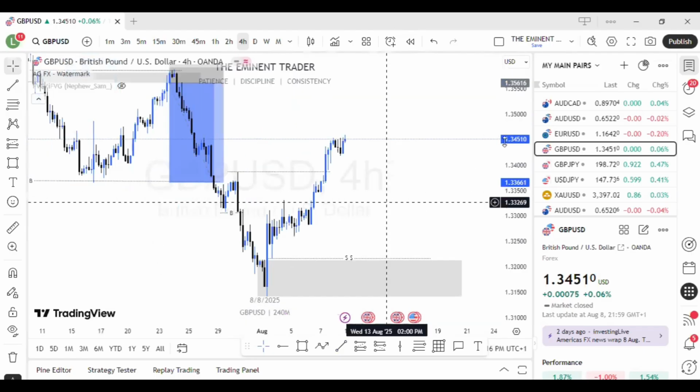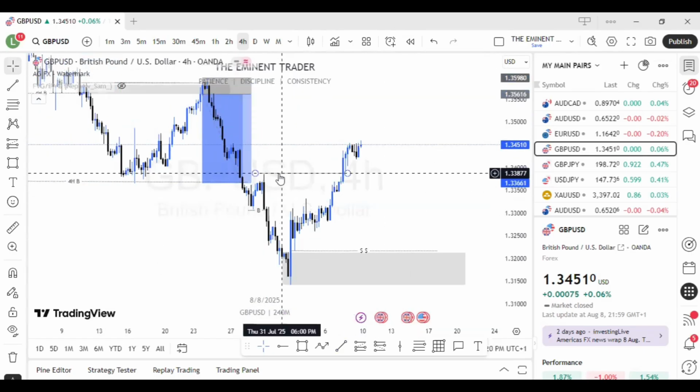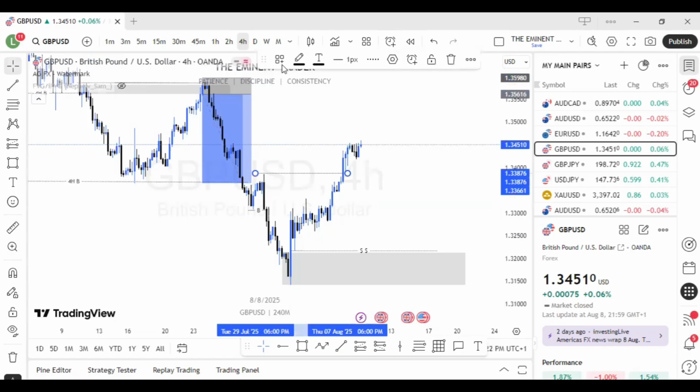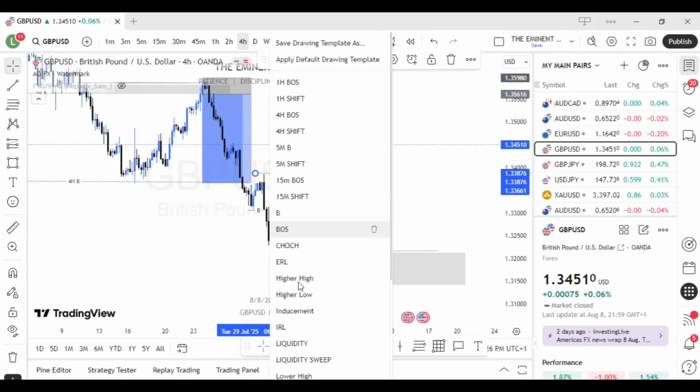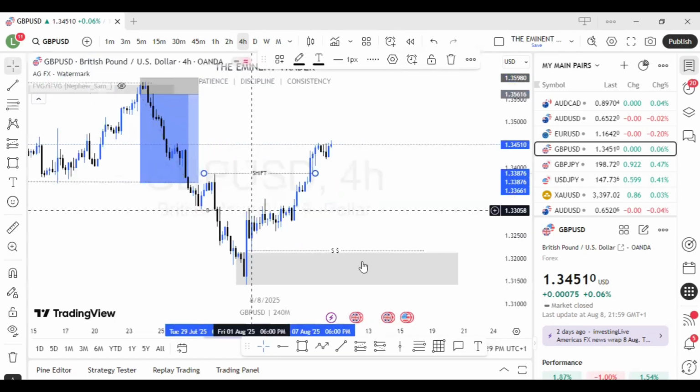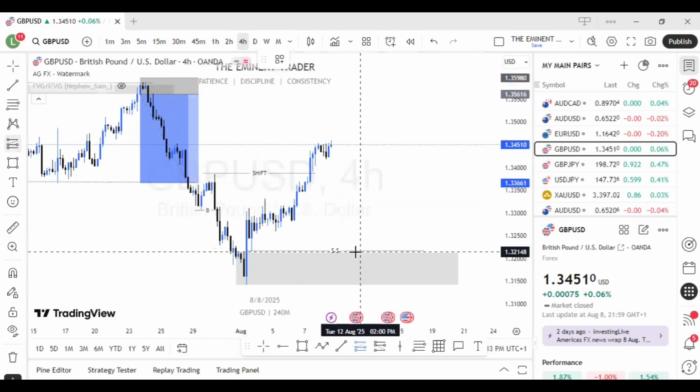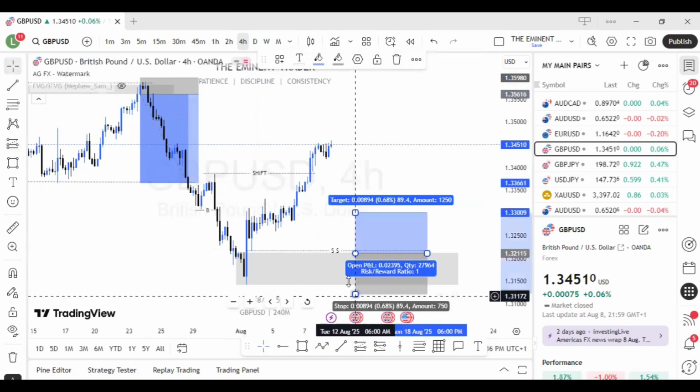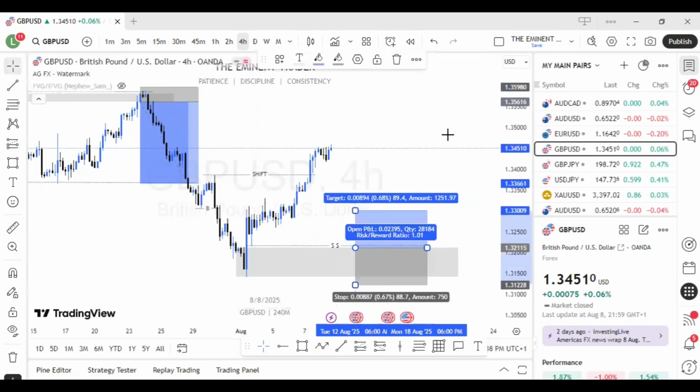Nothing else is entering my eyes yet, but it has shifted. This is the shift, but it has not broken structure. So you have to wait and see what the market does. But this is a valid order block on the 4 hours. So this is like a swing entry. And where will be your targets?